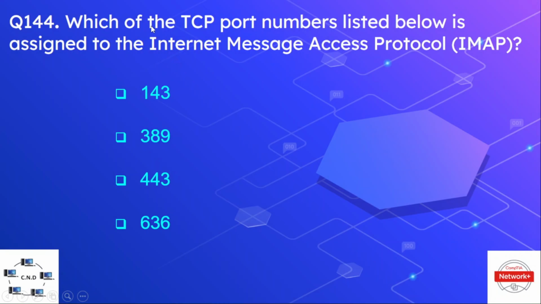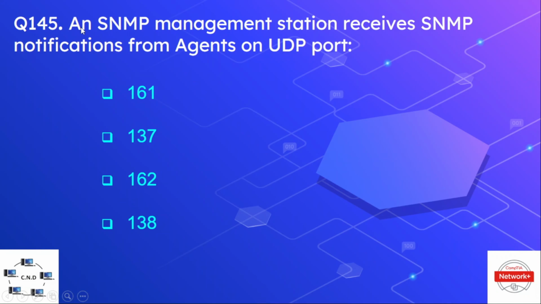Question number 144 is which of the TCP port numbers listed below is assigned to the Internet Message Access Protocol or IMAP? And the options are 143, 389, 443 or 636. And the correct option is 143. So the IMAP uses 143. Question number 145 is that an SNMP management station receives SNMP notification from agents on UDP port. And the options are 161, 137, 162 and 138. And the correct option is 162.